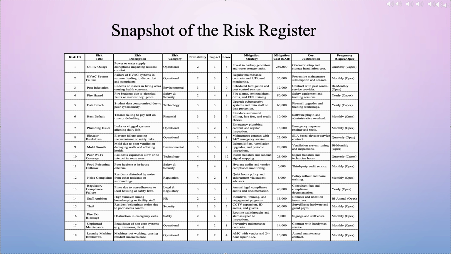Risk ID 14, staff attrition. This falls under HR risk with a probability of 2 and an impact of 4. It scores 8. Our mitigation involves incentives, training, and engagement programs at a cost of 15,000 AED, justified by the bonus and retention initiatives. This is a biannual operational expenditure.